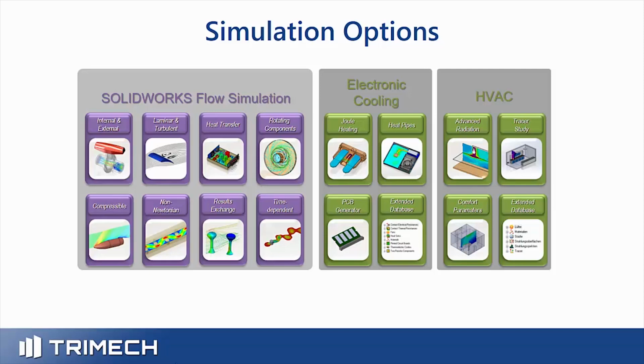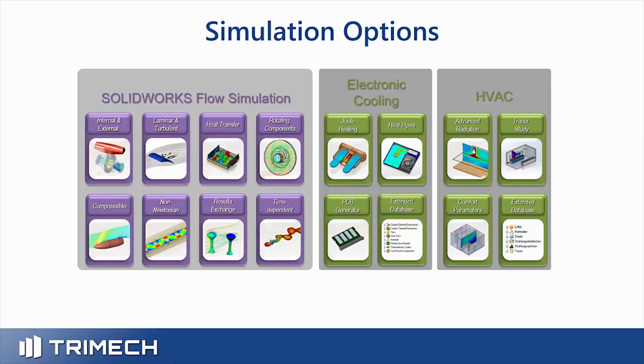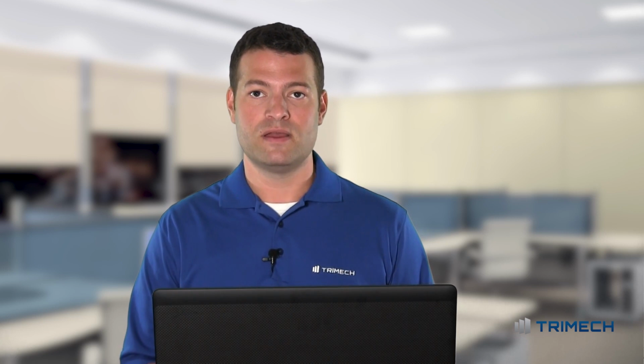Likewise, if your main focus is kind of creature comfort and large-scale airflow and HVAC work, we have the HVAC module. That's going to give you the tracer study, the comfort parameters, and most importantly, the advanced radiation module. If you want to measure thermal radiation with a very high degree of accuracy, you need that HVAC module. It's also going to give you another extended database of building material properties and some other common definitions. This is all in the service of giving you better designs done in less time for less money.